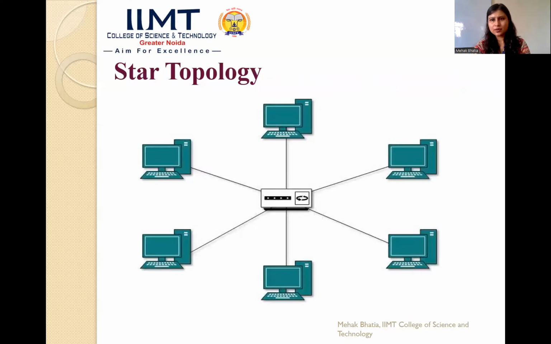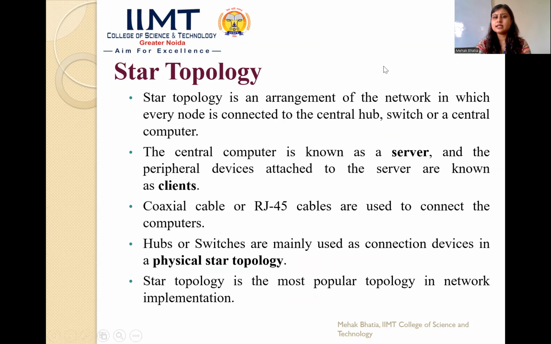Now let's move on to the next topology, which is star topology. As you can see in the diagram here, in a star topology, we can see one central device. This central device could be a hub or a switch, and all the other devices are connected in the network via this special device, a hub or a switch. So a star topology is an arrangement of the network in which every node is connected to the central hub or switch or a central computer.